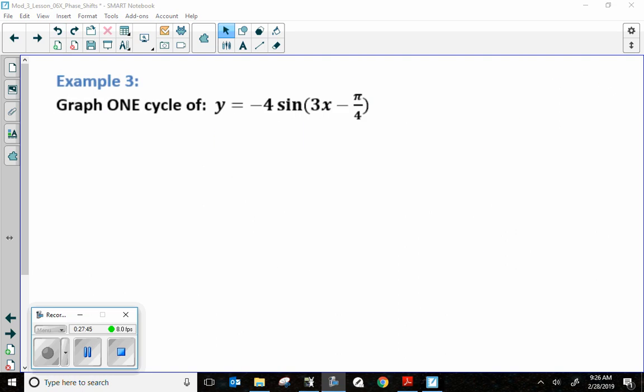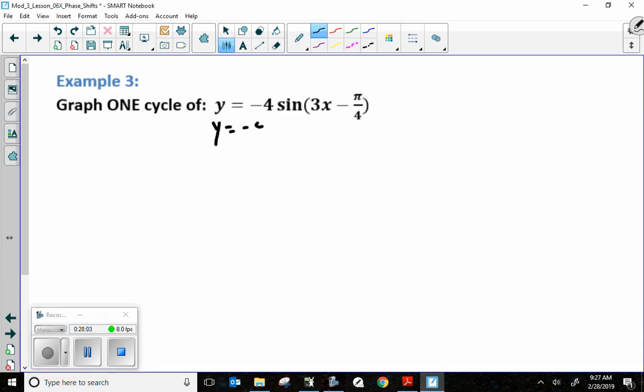More practice, more practice. We're going to do 2 more. All right? Graph one cycle of y equals -4 sine of 3x minus pi over 4. All right. If you want to pause this and do 3 and 4, go ahead. I'm going to go through it a little quicker. All right? I'm going to rewrite my equation.